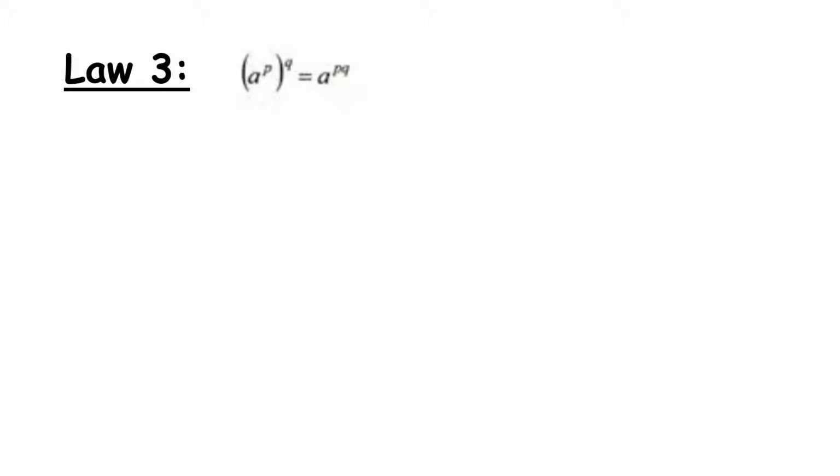Here we have a to the power of p to the power of q. Now it's really important to notice here that there is only one base. Students tend to get law 1 and law 3 confused, and the biggest difference between law 1 and law 3 is that in law 1 we have two base numbers, while in law 3 we simply have one. We just have this a. So it's a to a power to a power. So the rule here is a to the power of p to the power of q is equal to a to the power of pq. Remember, pq is actually p multiplied by q.